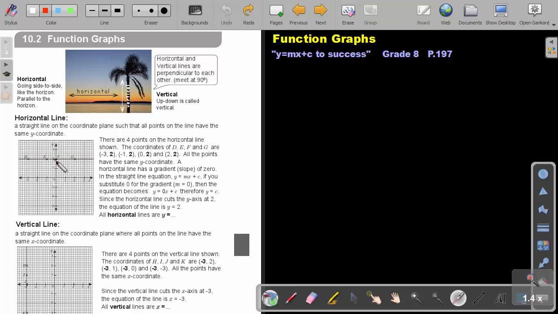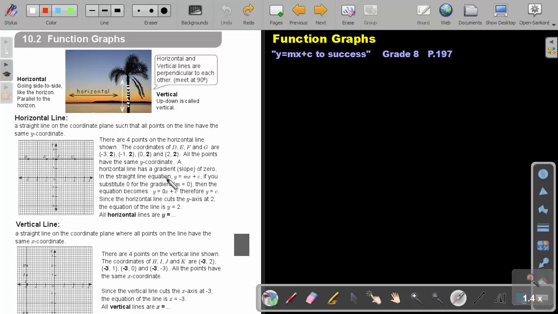It's cutting there at 2. So there are 4 points on the horizontal line shown. The coordinates of D, E, F, and G are (-3, 2), (-1, 2), (0, 2), and (2, 2). All the points have the same y coordinate. A horizontal line has a gradient or a slope of 0. So there's no gradient, so there's no slope.